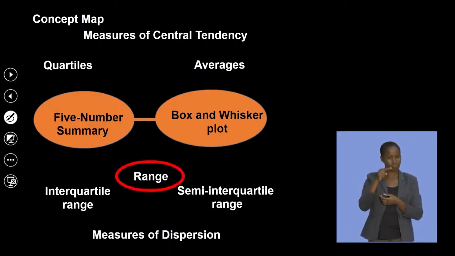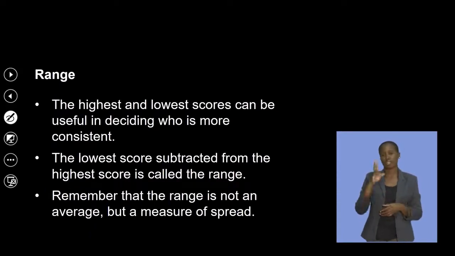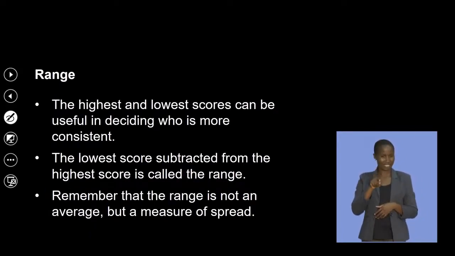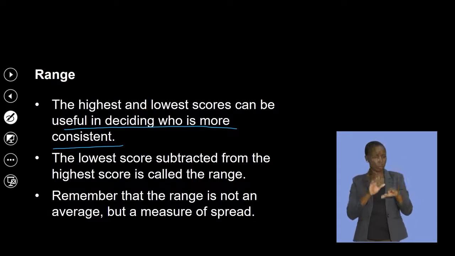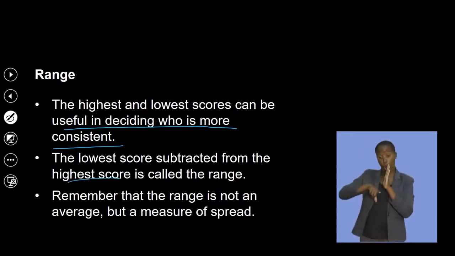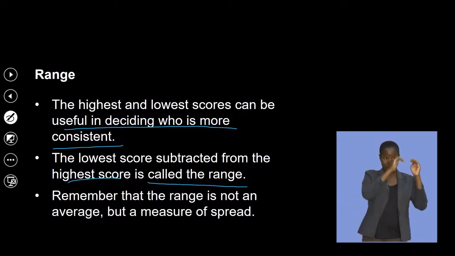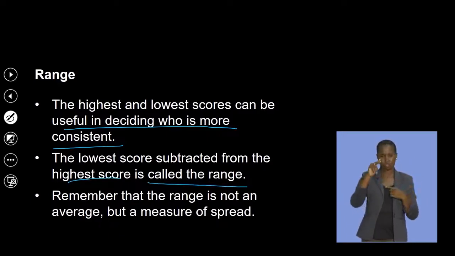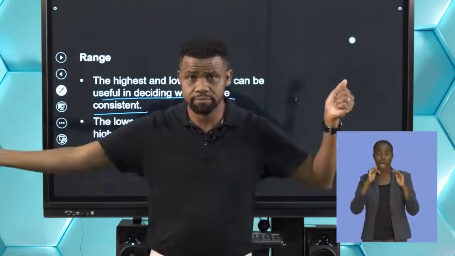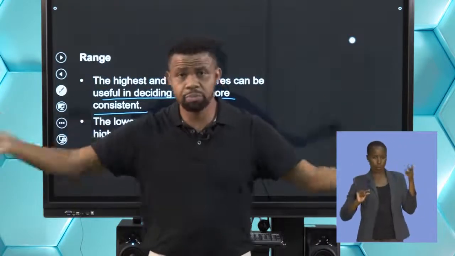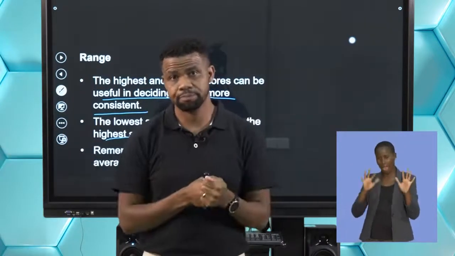If we look at the range, the highest number and the lowest number can be useful in deciding who is more consistent. The lowest score subtracted from the highest score will give us the range. Remember that the range is not an average, but a measure of spread. Are we together? So the range is the highest minus the lowest. It is just the measure of spread, how the data spread.